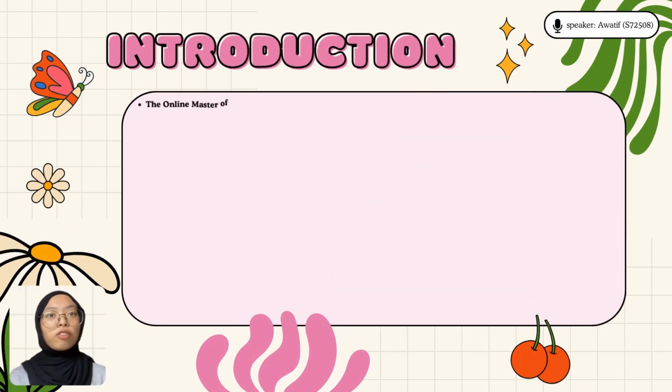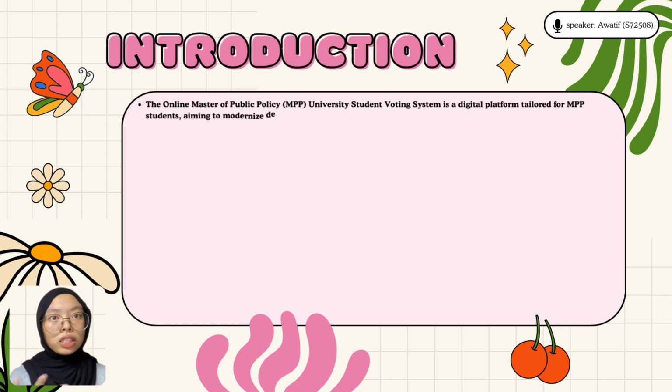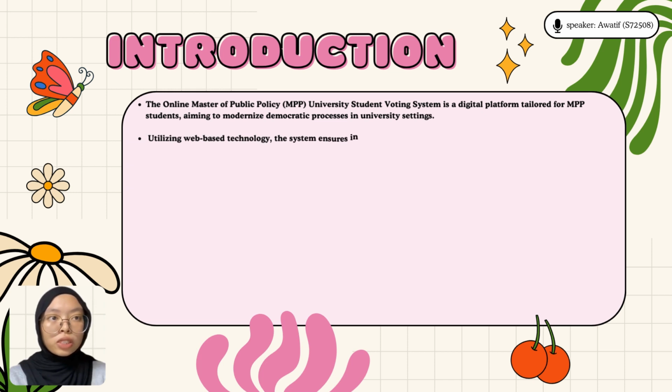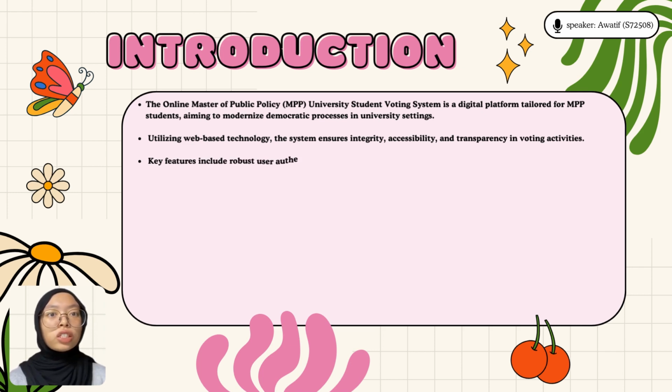Hi, I will present the introduction part. Firstly, our chosen system is the online MPP voting system. What is the system? It is a digital platform tailored for MPP students that aims to modernize the democratic process in a university setting. Furthermore, this system utilizes web-based technology to ensure the integrity, accessibility, and transparency of the voting process.